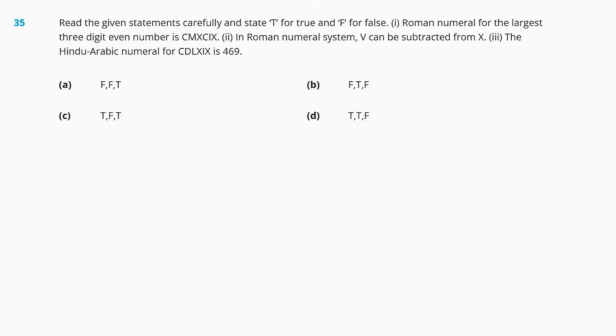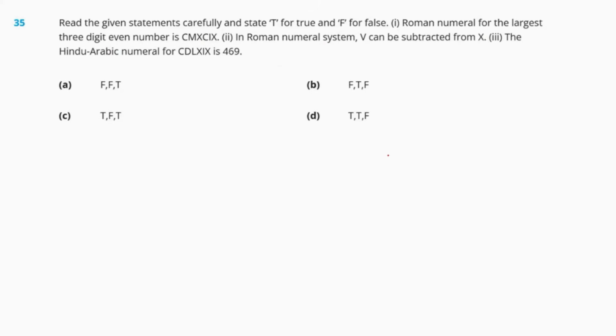Now we have arrived at the final question, and the question says, read the given statements carefully and state T for true and F for false. So there are 3 different statements in this question, and we have to check each one of them. So the first one is, Roman numeral for the largest 3-digit even number is CMXCIX.